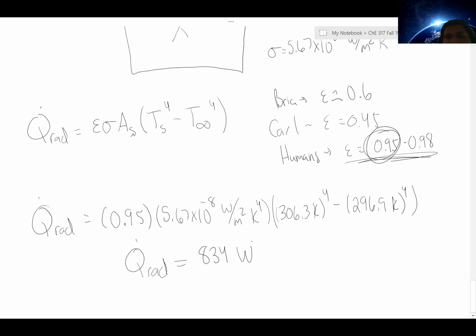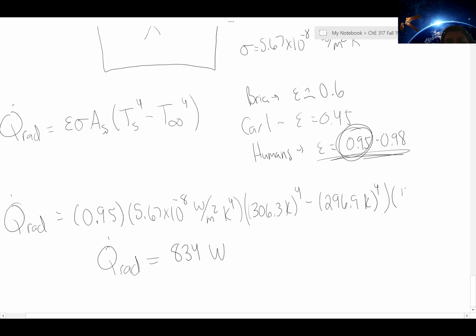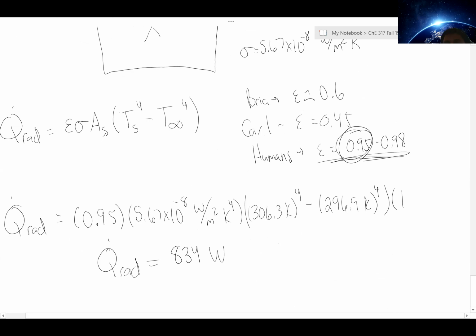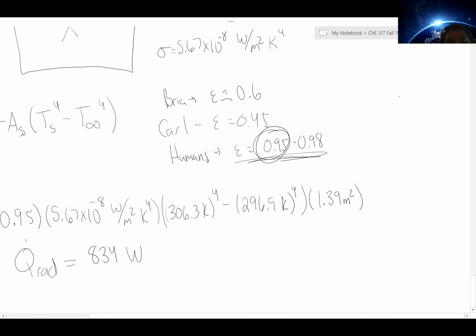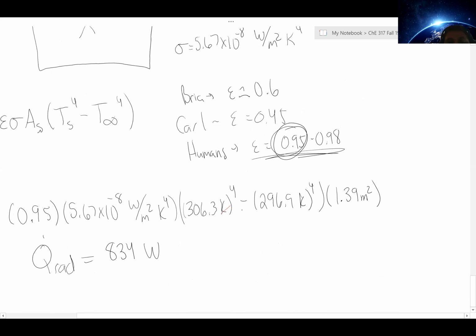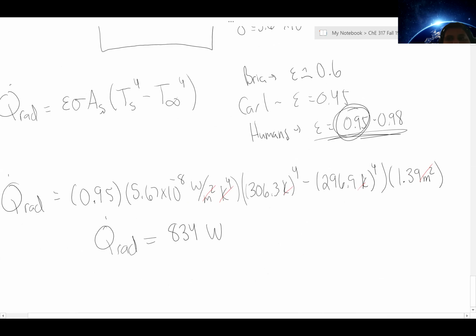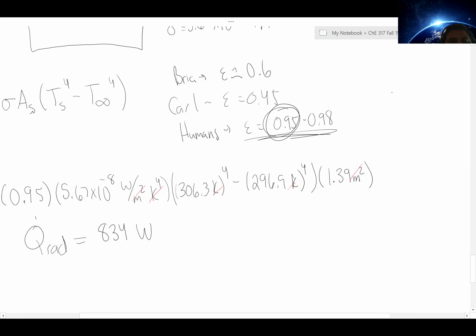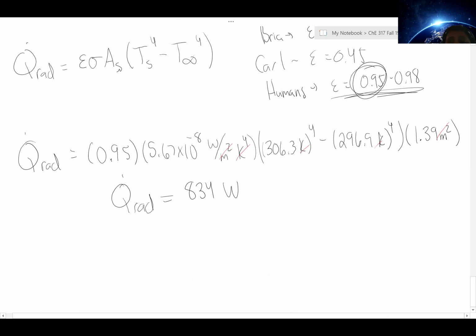834 watts. You forgot the surface area term. You're right. Fail. Minus 2. See, that's what happens when I don't check units. So the Kelvins go away, the meters squared go away, and I'm left with watts. So we still get the same answer because I've already done the problem ahead of time. And we get a final value of approximately 834 watts.